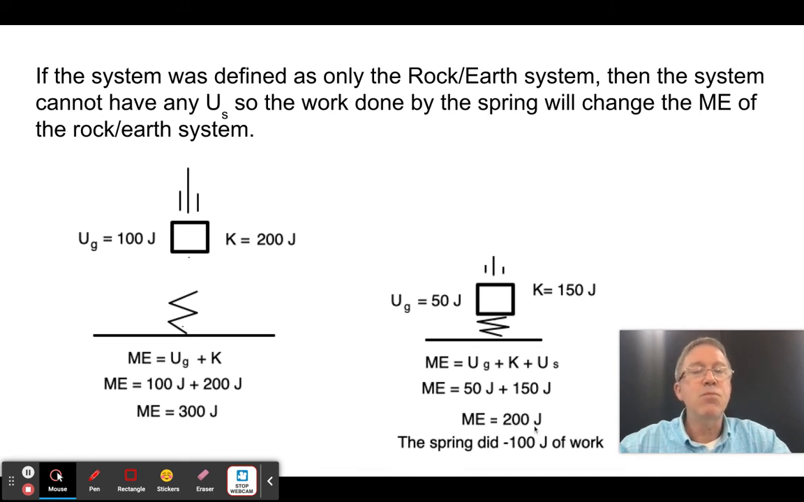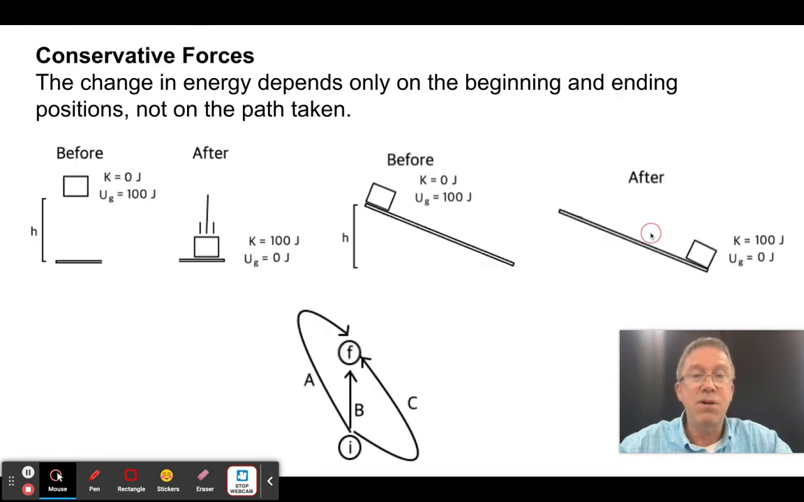Why? Because the spring did 100 joules worth of negative work on the system. It wasn't part of the system, so I can't consider it to be part of my mechanical energy. Seems kind of frustrating, but you do have to be careful when you're reading prompts on the test to see what is and what isn't part of the system.